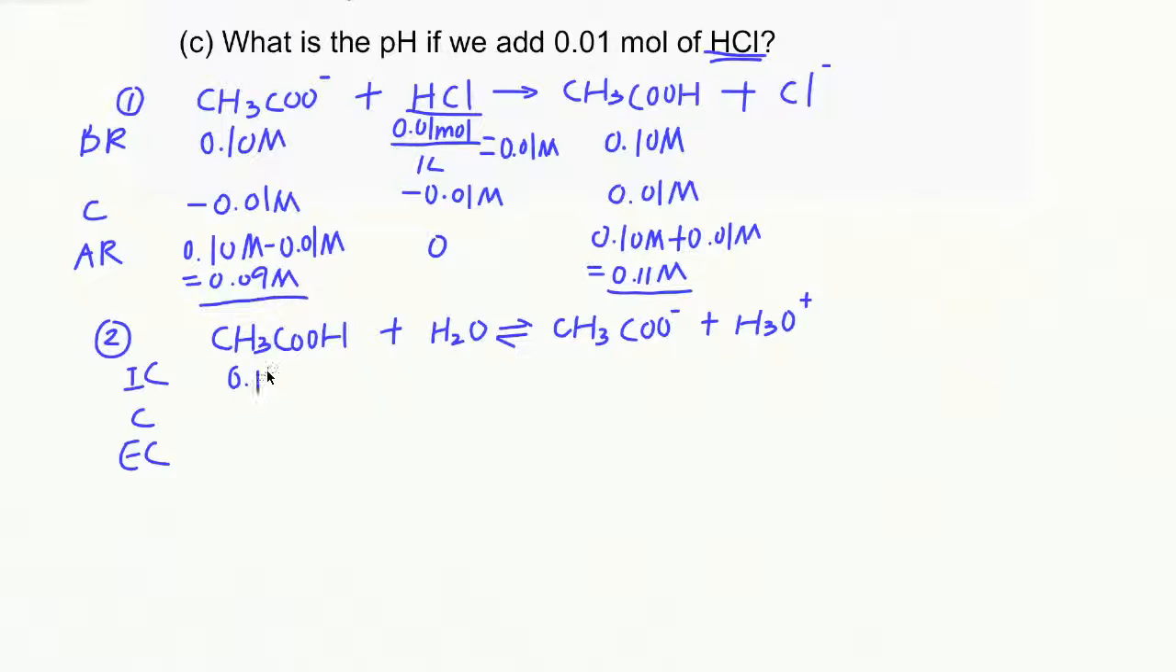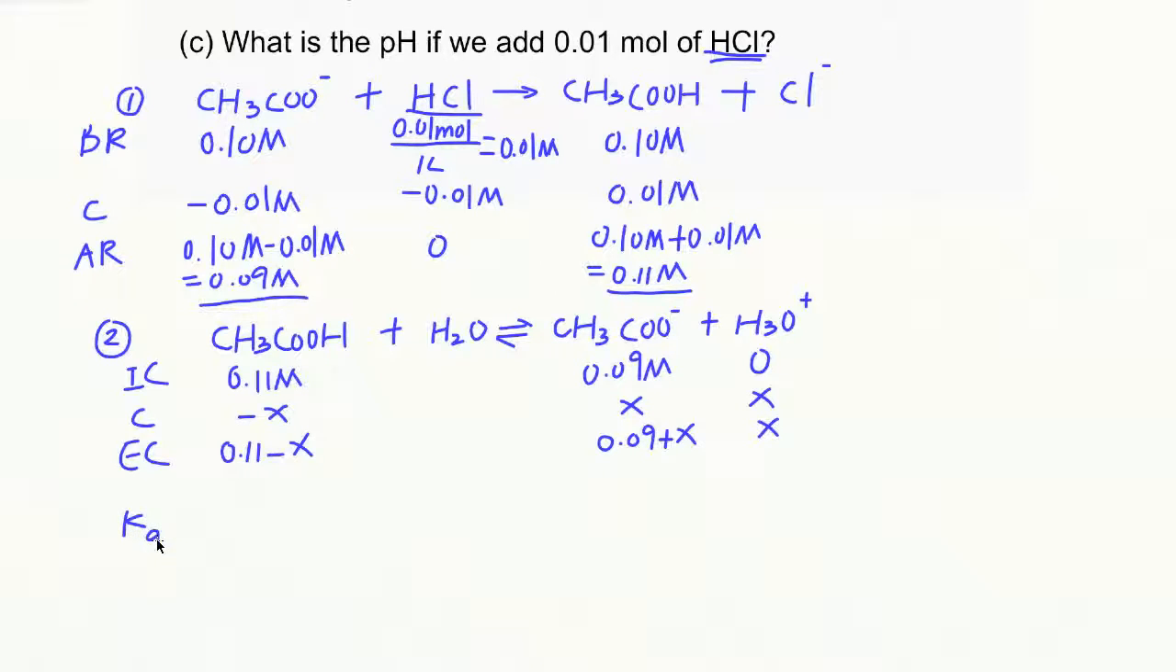Conjugate acid, 0.11 mole per liter. Conjugate base, initial concentration 0.09 mole per liter. Hydronium, 0. The change, we don't know how much dissociated, so negative x, plus x, and plus x here. So the equilibrium concentrations are 0.11 minus x, 0.09 plus x, and x. Alright, so the next thing is we need to solve for x.